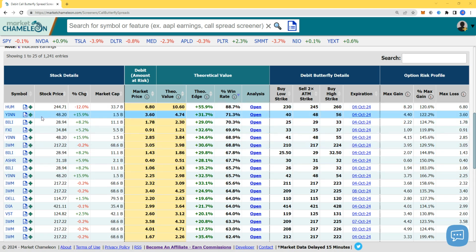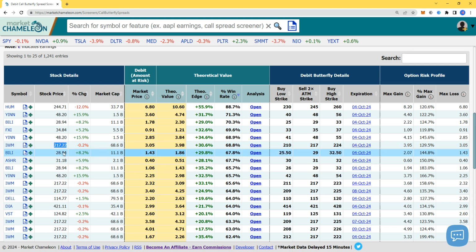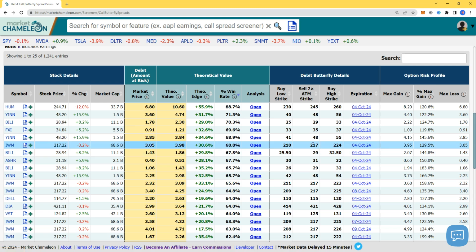If I scroll quickly in here, I see the Russell, IWM at 217.22. Let's see what we got. The price is 217.22, and look at this, it tells you to buy the 210 and also buy the 224 calls, everything is calls, but sell twice the 217. Your goal is for the Russell to stay at 217, and your max gain is 395, but your max loss is 300 if it breaks 224 to the upside, or 210 to the downside. So that's something to consider.